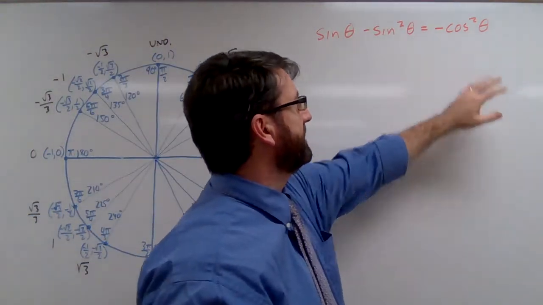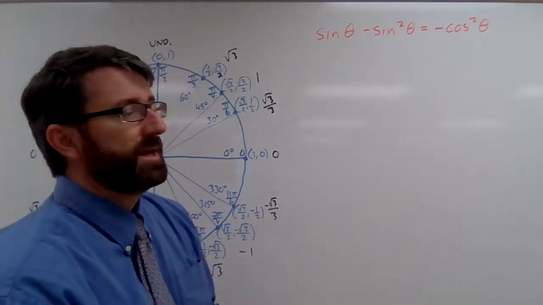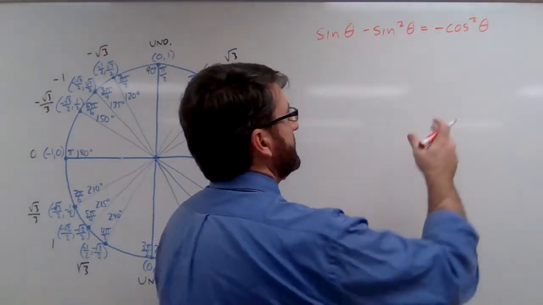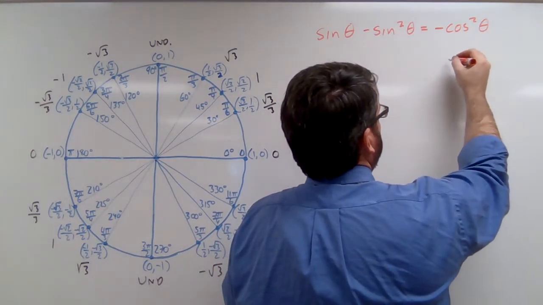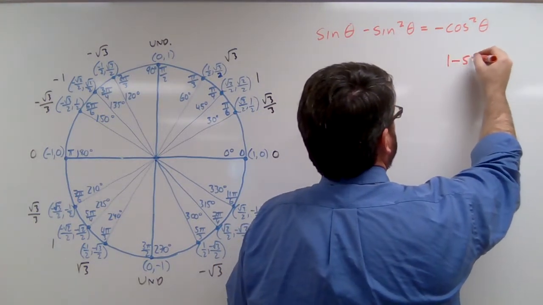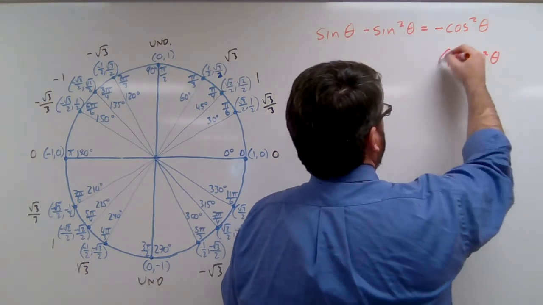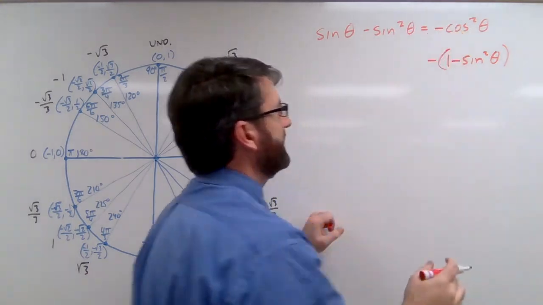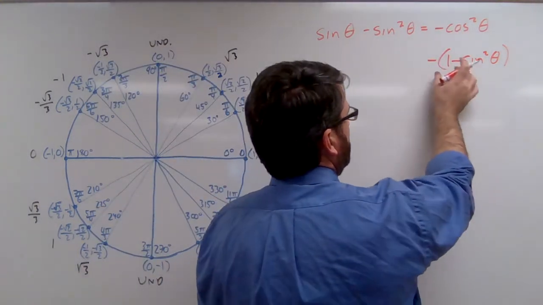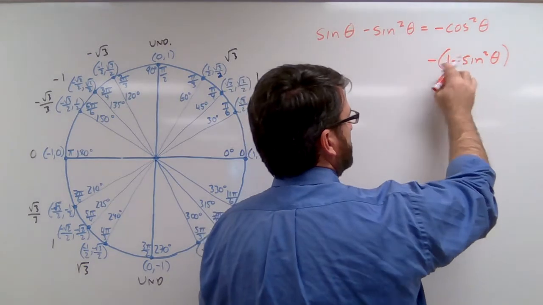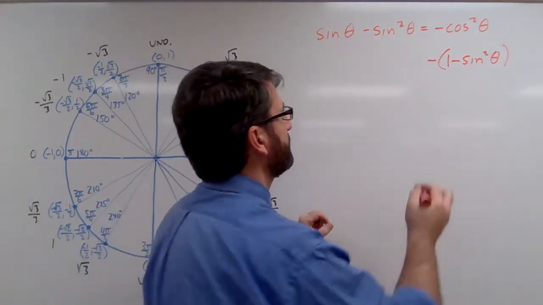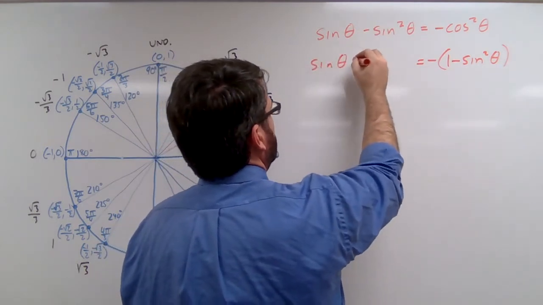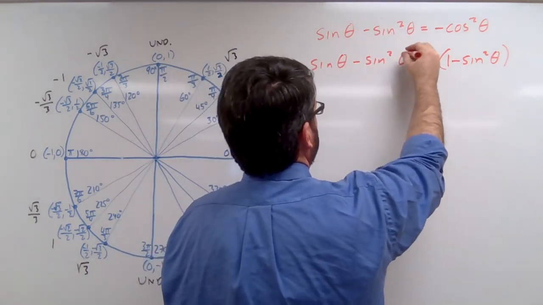But we've also got this cosine squared, so we're going to want to turn that into sine using our Pythagorean identity. So this cosine squared is equal to 1 minus sine squared. So let's start by replacing cosine squared with 1 minus sine squared. Don't forget that negative in front of the cosine. That's going to be distributed to both this 1 and the negative sine squared there. Is equal to, and let's leave this the same for now, minus sine squared theta.